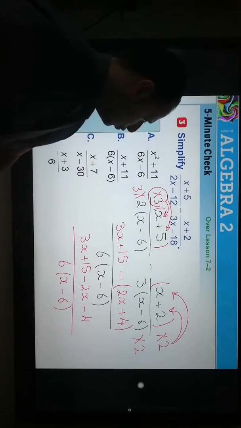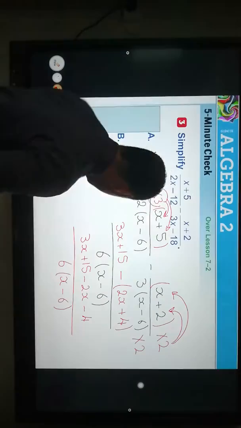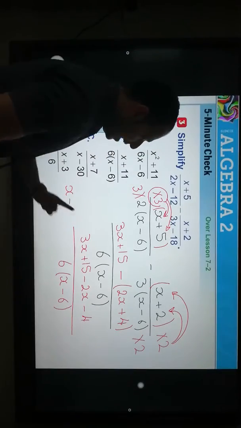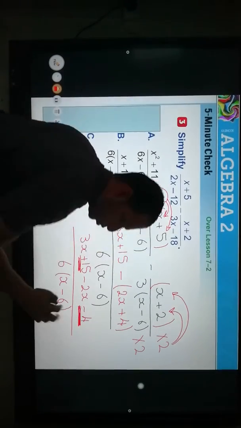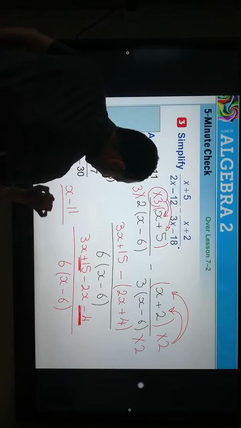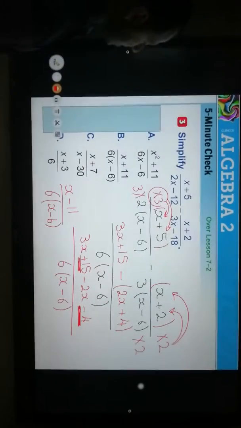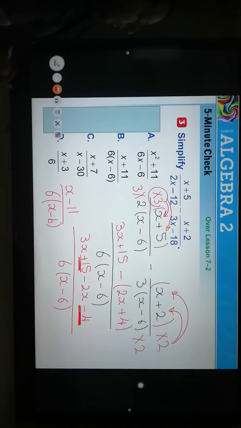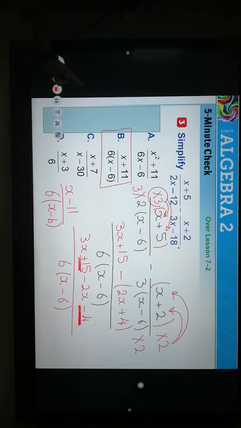Let's simplify the like terms. We have 3x and negative 2x. It will be x. And 15 minus 4, two constants, which is 11. Write the denominator as it is, so 6 and here x minus 6. So the result will be letter B, as you see. So letter B is my result. Let's check, and then we can go to another example.